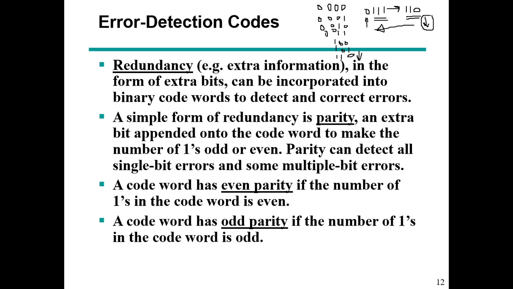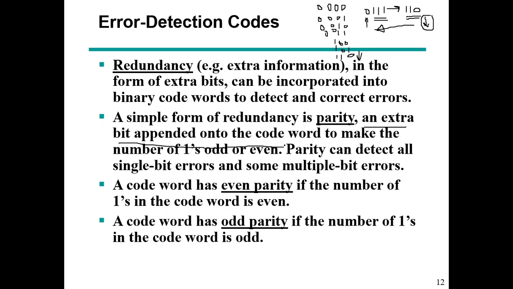Okay? Coding theory in itself is a very extensive field. We are basically just introducing here a simple code, that is called the parity code. Okay? What do we mean by the parity code? So what happens in a parity code? A simple form of redundancy is parity, that is, we add one extra bit with the code word. Okay? What does that extra bit tell? That extra bit tells the parity of the code word.